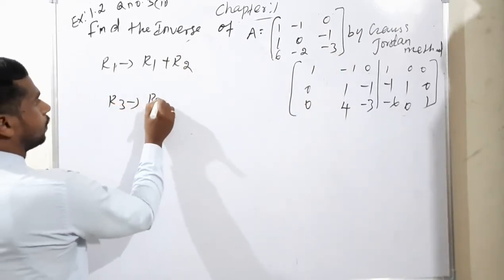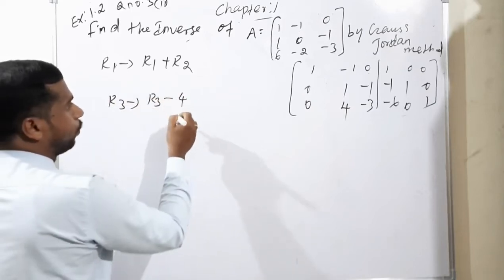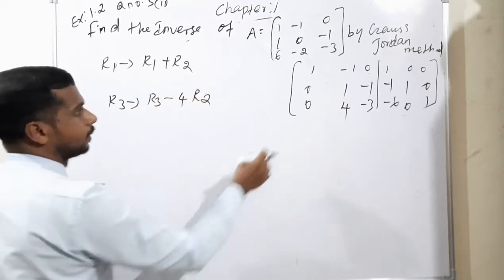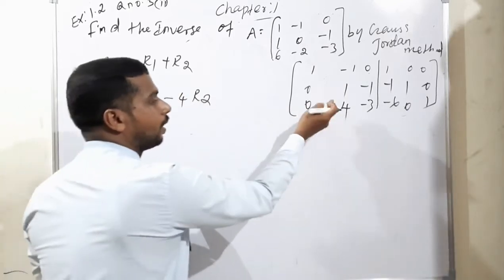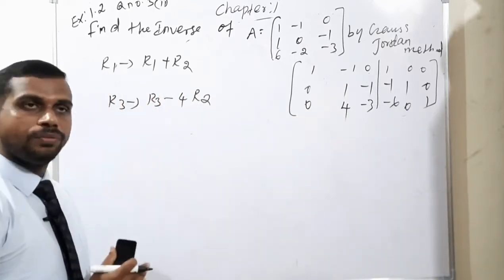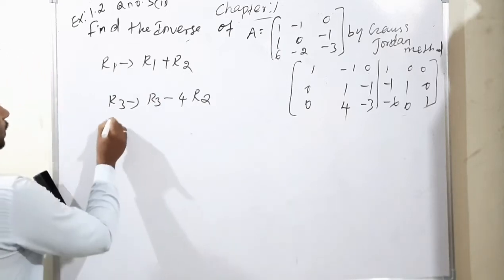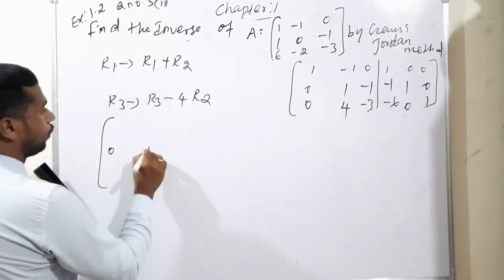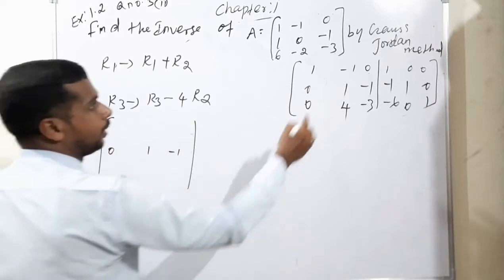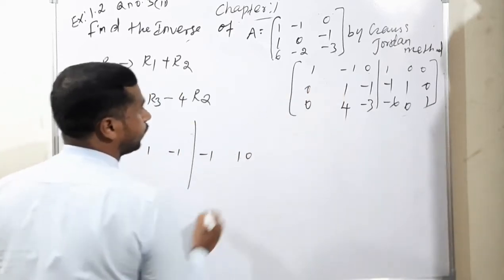R3 gives R3 minus 4 into R2, because in R2 we have 1. So 1 into 4 means 4. Therefore, in R3 we already have 4, and 4 minus 4 is equal to 0. Okay. Listen very carefully. Second row as it is. What is the second row? 0, 1, minus 1. Then minus 1, 1, 0.